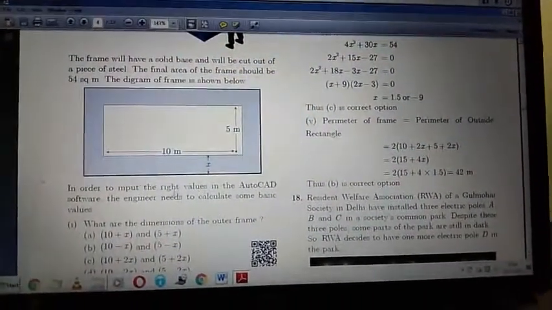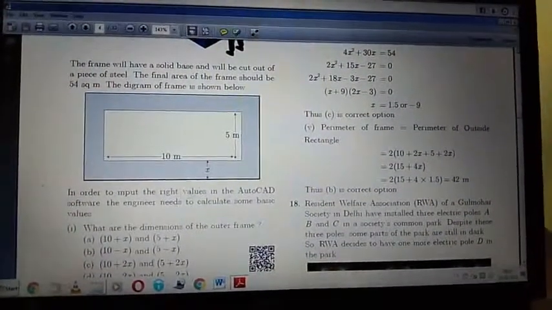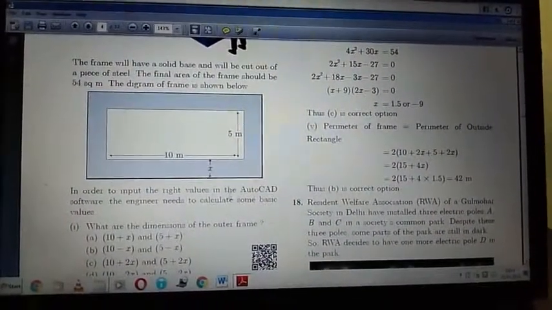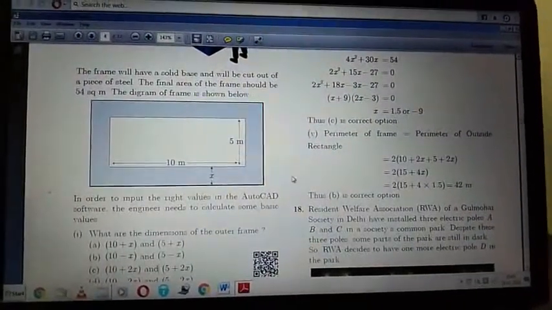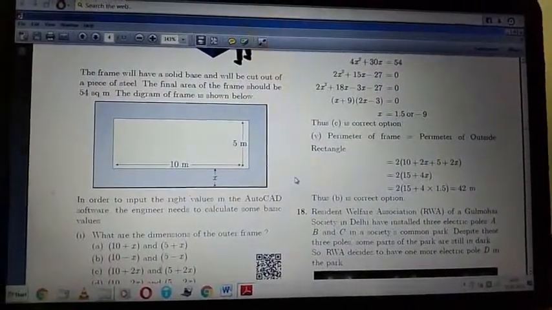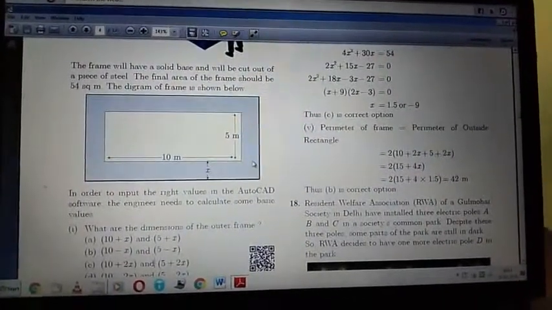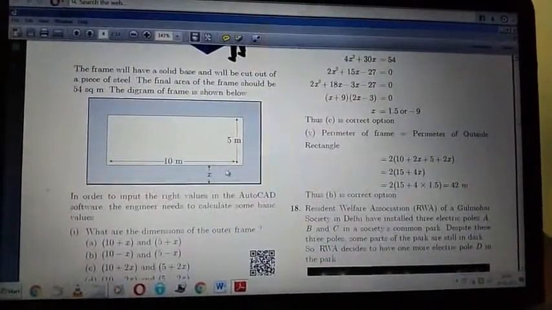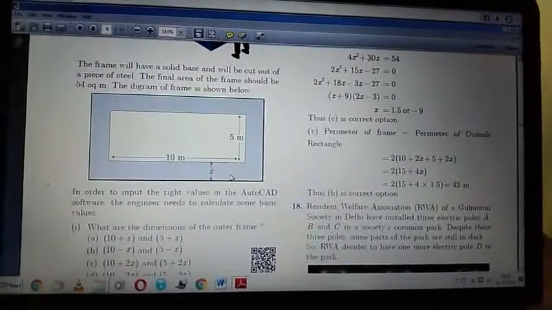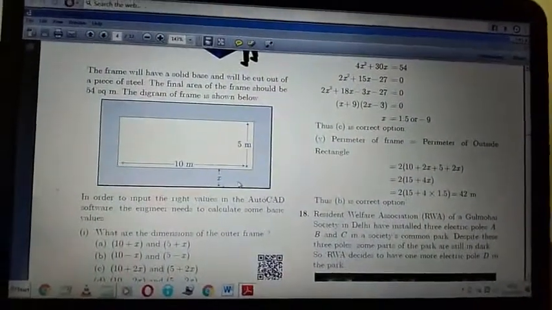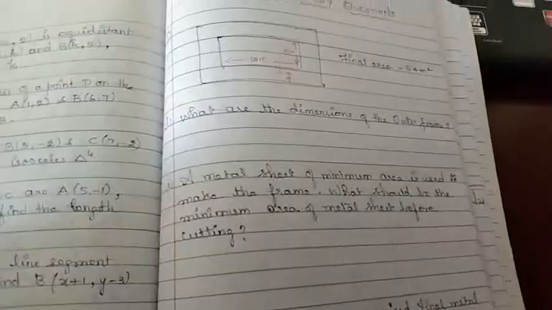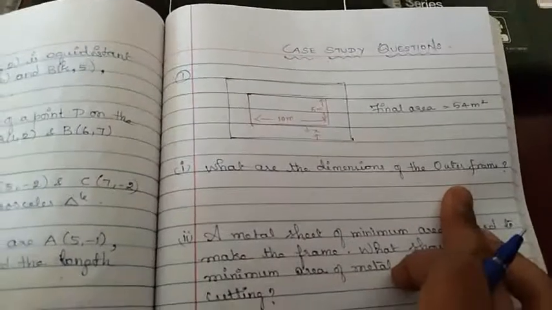In order to put the right values in the AutoCAD software, the engineer needs to calculate some basic values. So this dimension is 10 meter. The length of the inner frame is 10 meter and the breadth is 5 meter, and they have given you the width as x. Now let us see what questions they have asked out of this information. The first question is to find the dimensions of the outer frame.